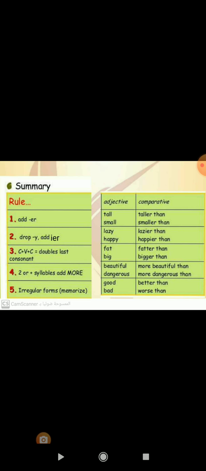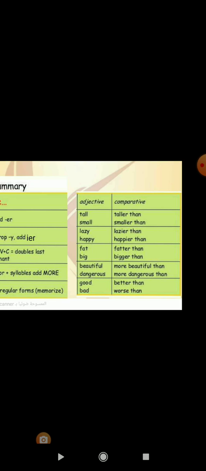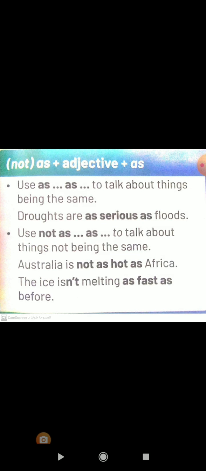Number 4. Add more before adjectives which have two or more syllables. For example, beautiful will be more beautiful than and dangerous will be more dangerous than. The last rule is for irregular forms which we must memorize as they are. Give me your attention please.